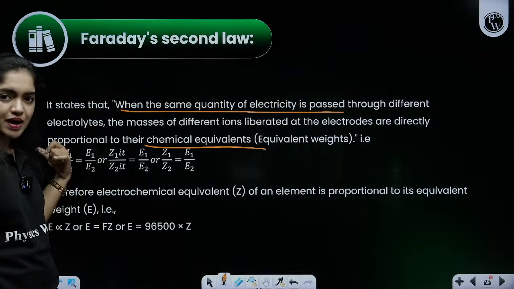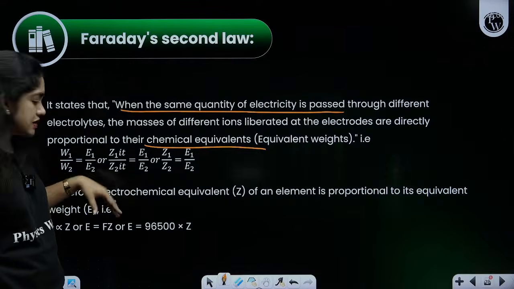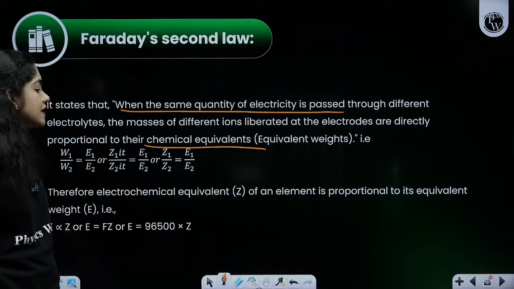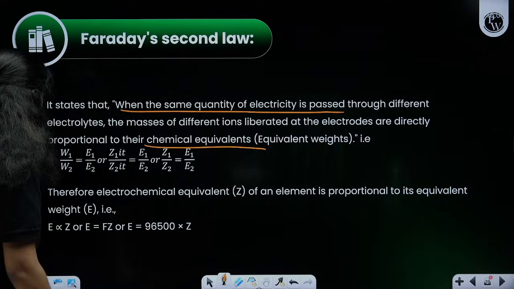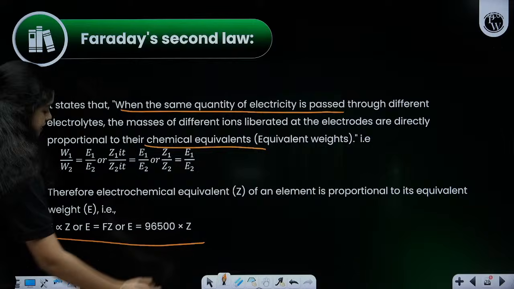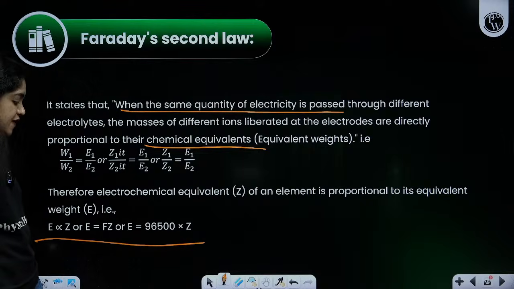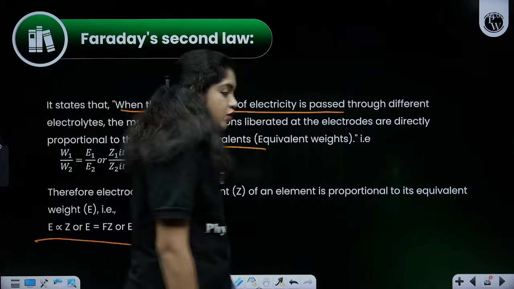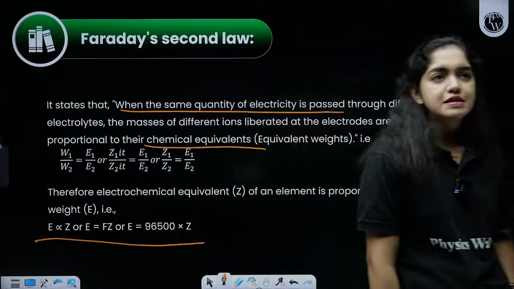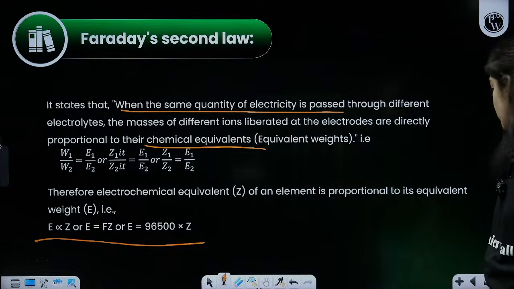The equation W1 by W2 equal to E1 by E2 is not actually required, just read it. Therefore, the electrochemical equivalent of an element is directly proportional to its equivalent weight. This one is required, the main equation: E is directly proportional to Z, where E equal to FZ, where F is Faraday's constant, 96500. Is that clear? So learn this final equation and Faraday's second law.